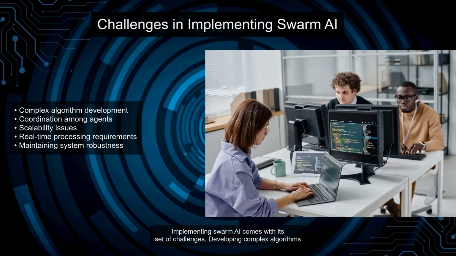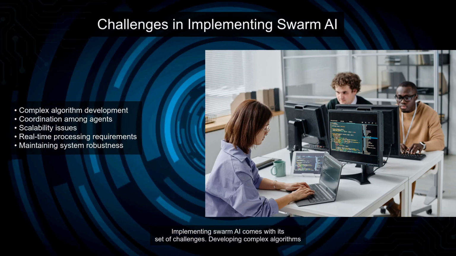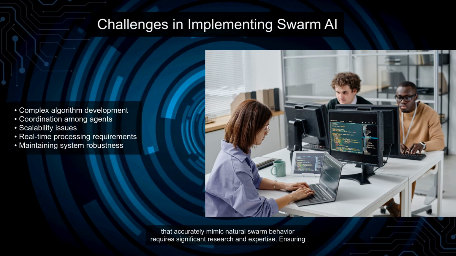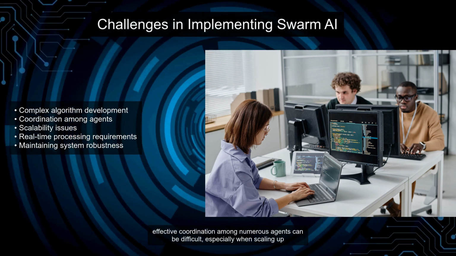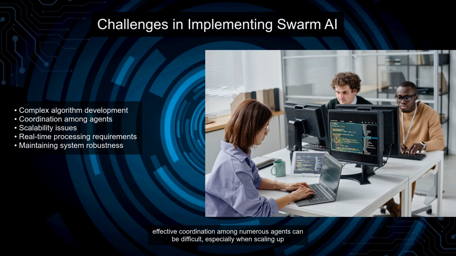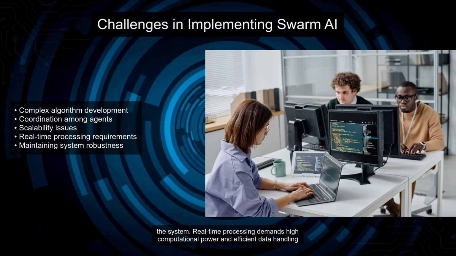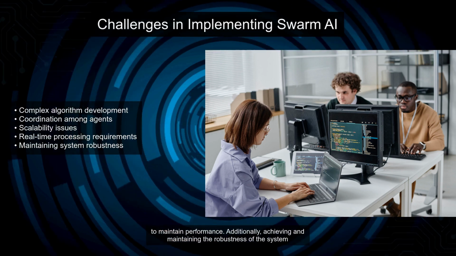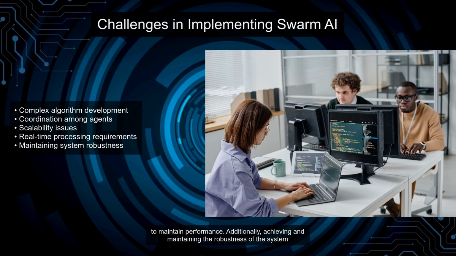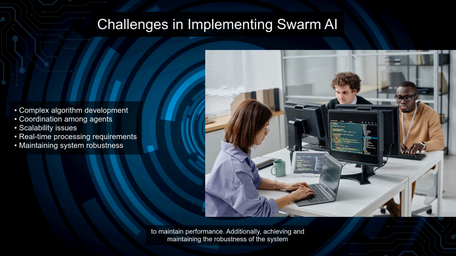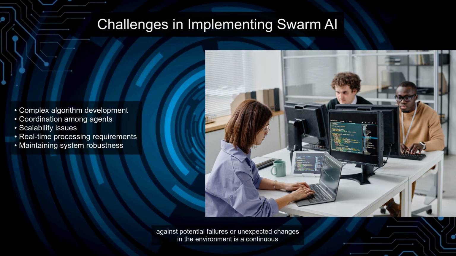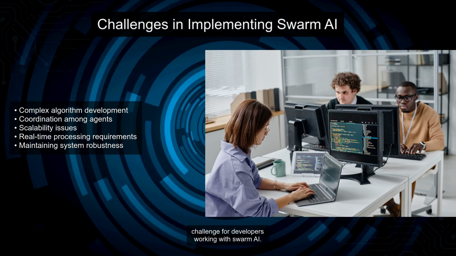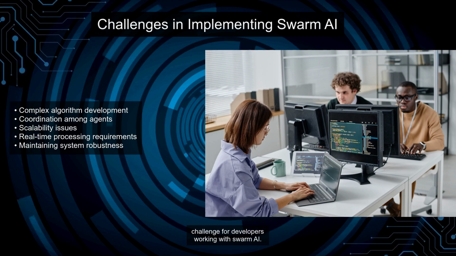Implementing swarm AI comes with its set of challenges. Developing complex algorithms that accurately mimic natural swarm behavior requires significant research and expertise. Ensuring effective coordination among numerous agents can be difficult, especially when scaling up the system. Real-time processing demands high computational power and efficient data handling to maintain performance. Additionally, achieving and maintaining the robustness of the system against potential failures or unexpected changes in the environment is a continuous challenge for developers working with swarm AI.